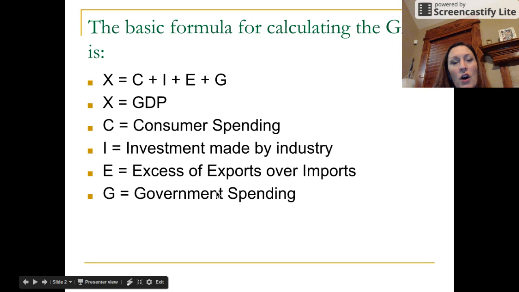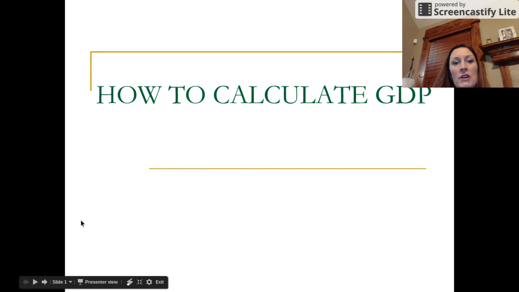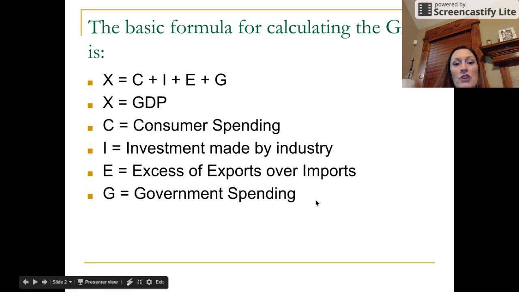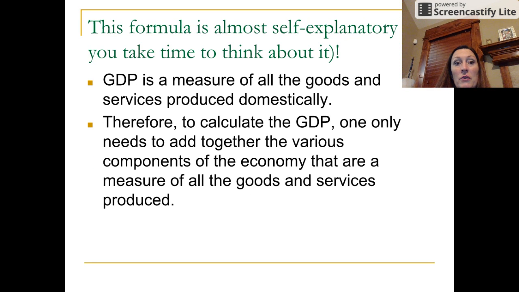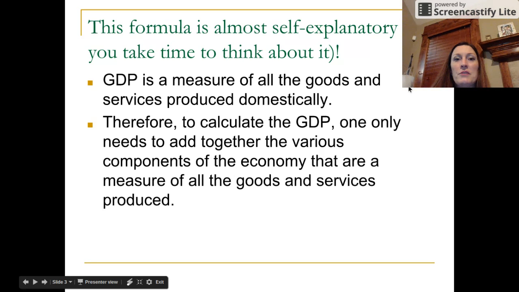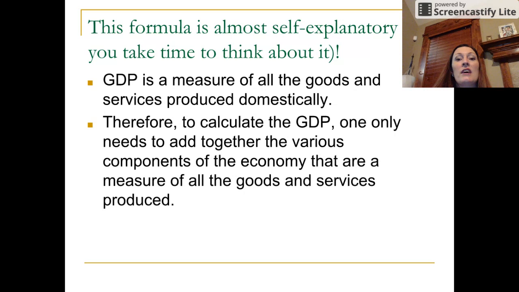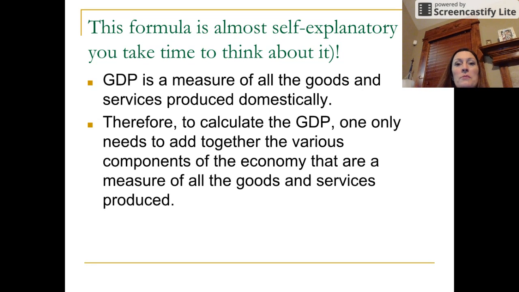Now, don't let this formula overwhelm you. This is just to help you to get a better understanding of GDP. This formula is almost self-explanatory if you take time to think about it. GDP is a measure of all the goods and services produced domestically. Domestically means within our country's borders. Therefore, to calculate the GDP, one only needs to add together the various components of the economy that are a measure of all the goods and services produced.